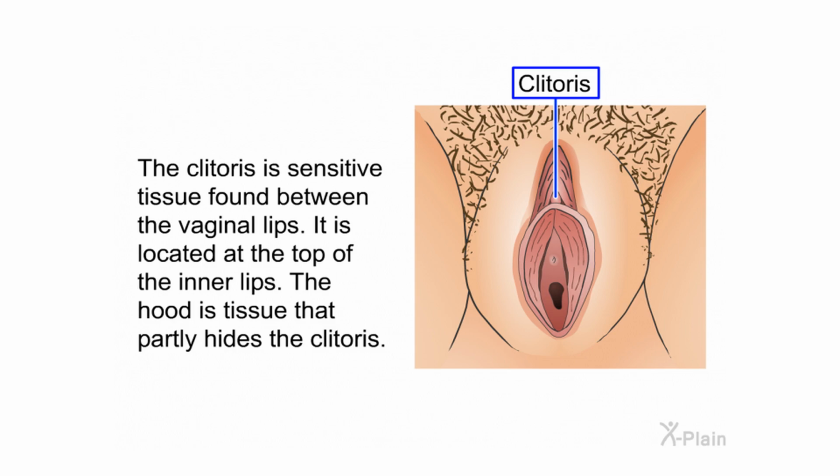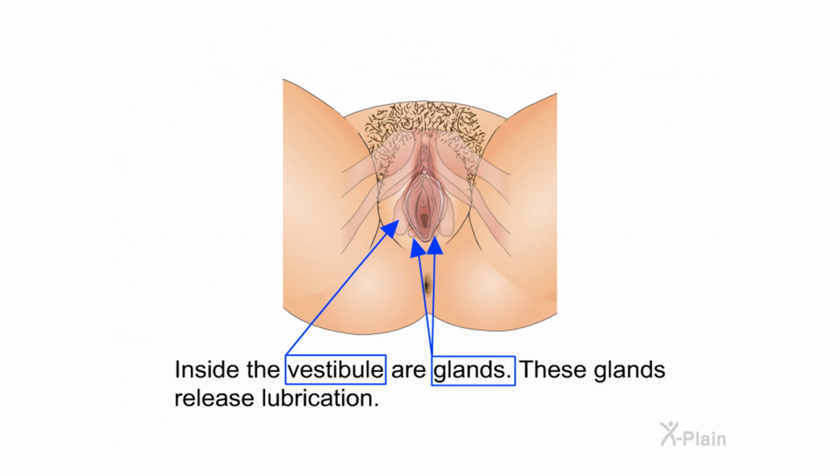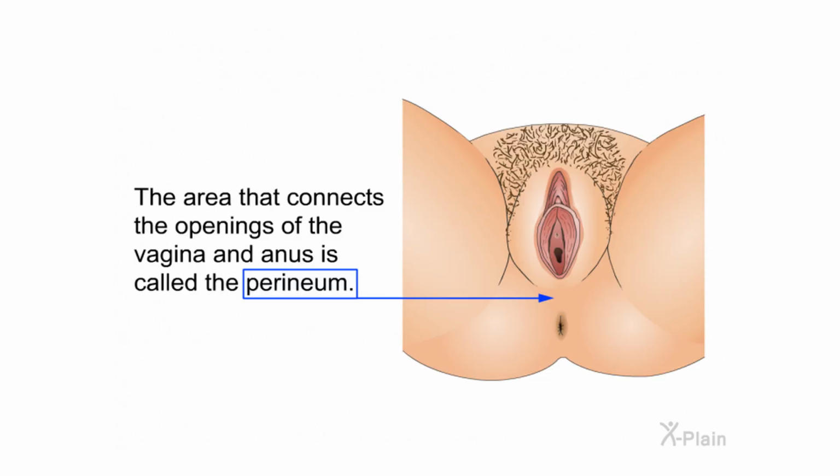The clitoris is sensitive tissue found between the vaginal lips. It is located at the top of the inner lips. The hood is tissue that partly hides the clitoris. The openings to the vagina and urethra are also part of the vulva. They open into an area called the vestibule within the inner lips. Inside the vestibule are glands. These glands release lubrication. Behind the vaginal opening is the anus. The anus is the opening of the rectum to the outside of the body. The area that connects the openings of the vagina and anus is called the perineum.